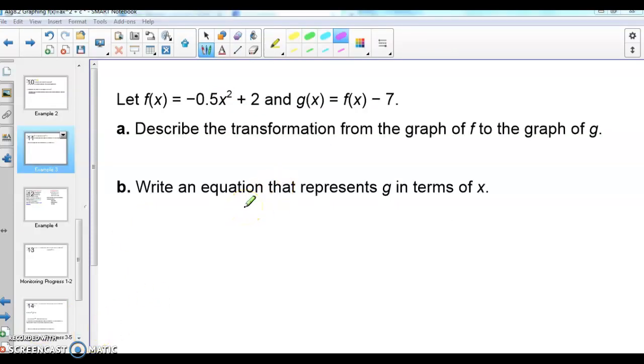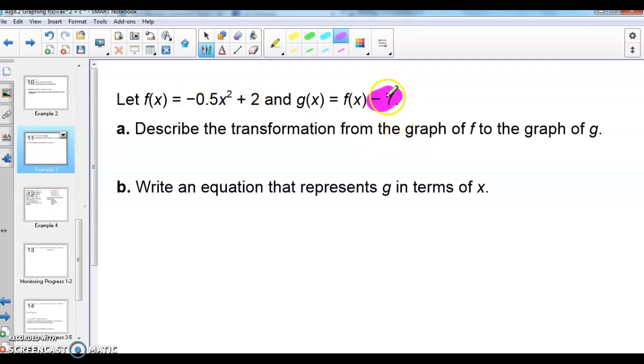In this example, we're given f of x is equal to negative 0.5 x squared plus 2, and g of x is equal to f of x minus 7. The first question is, describe the transformation from the graph of f to the graph of g. Just to clarify any misconception, we are not describing the transformation from the parent function. What we're trying to compare is the effect of this constant, which is negative 7, to the original function, which is f of x.